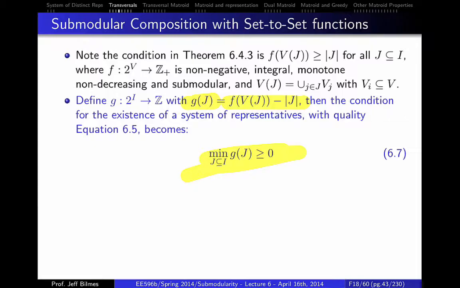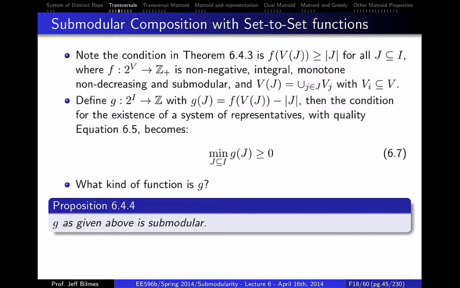Now, what kind of problem is equation 6.7? It turns out that, does anyone have a guess as to what kind of function g is? I'll give you a hint. It has something to do with the title of this course. It's an optimization function. No, it's a machine learning function. No, it's a function. No, there's only one word left. It's a comma function. No, it's a submodular function. It is a submodular function.